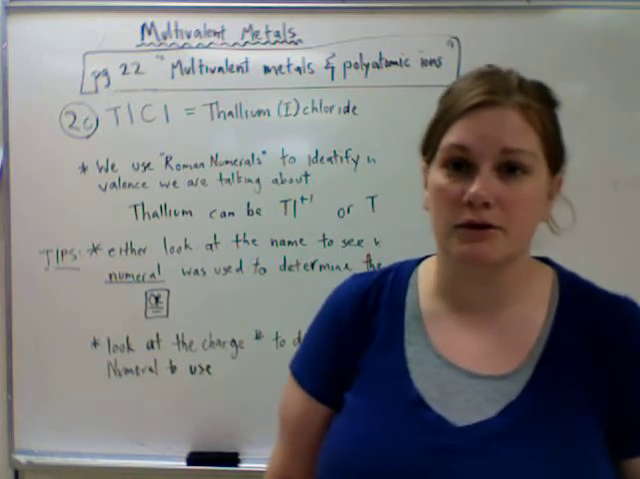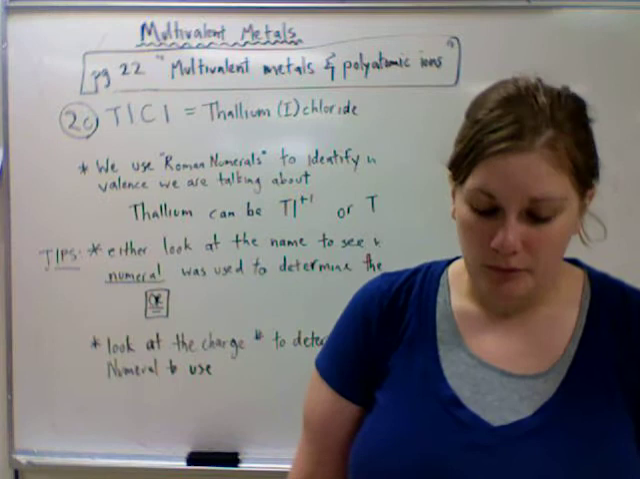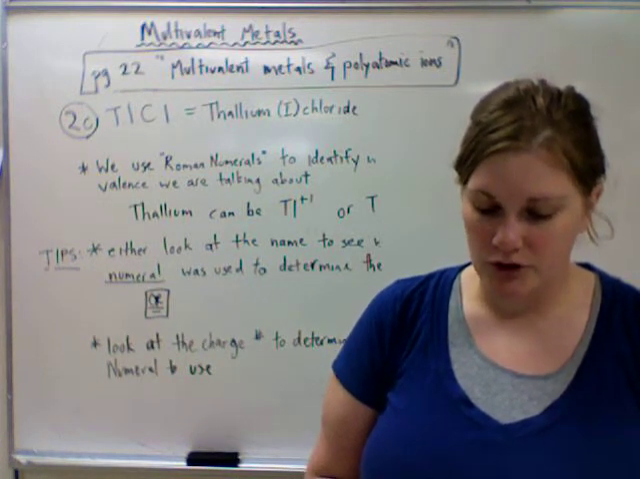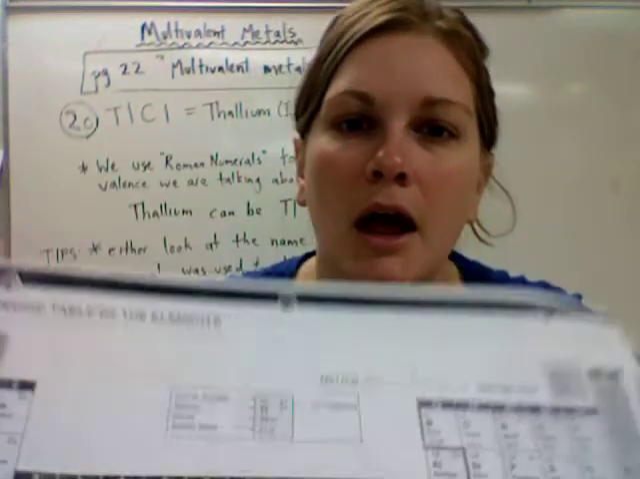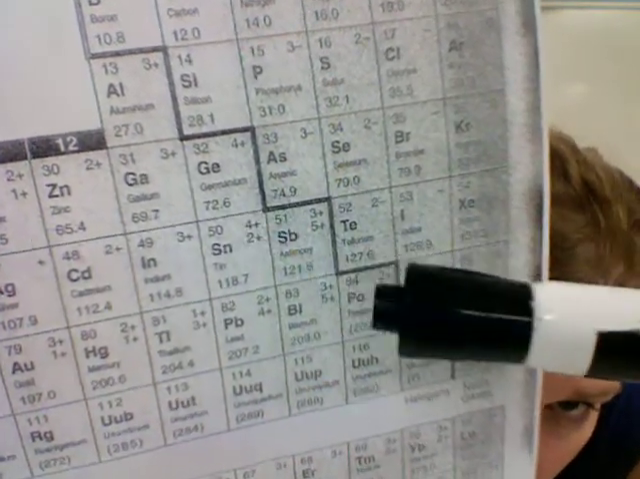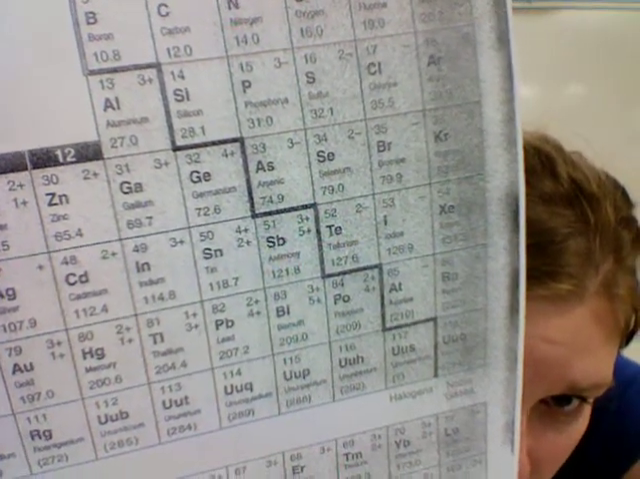I had you go through your periodic table, looking through the different elements that have more than one charge option. The charges are up in the top right hand corner, and we can see, for example, that tin, number 50, has a charge option of +4 and +2.